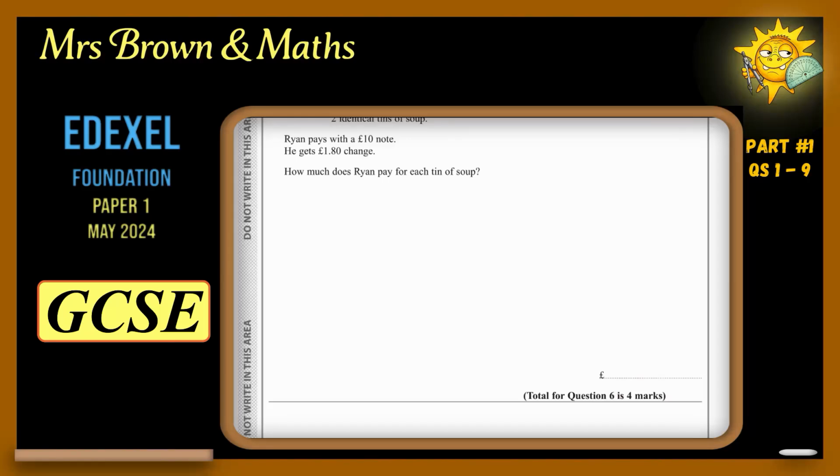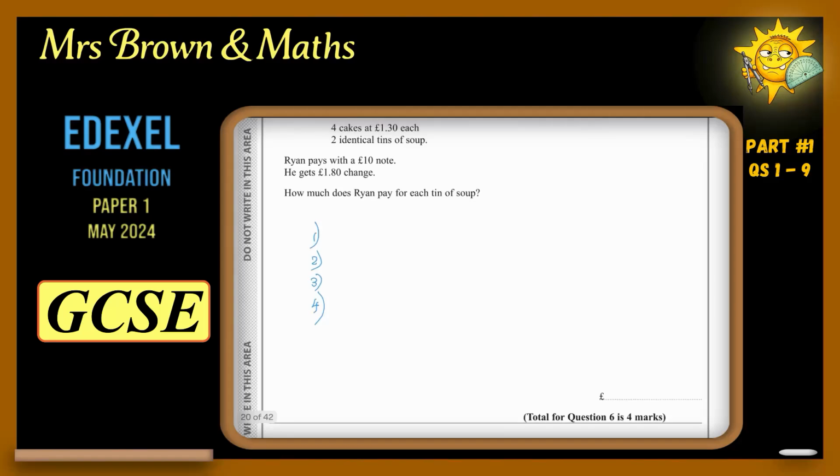For 4 marks, you must show 4 logical steps. Show your workings. If you just write down even the right answer without showing how you got it, you will get 0 marks, even though your answer is right. So, first step, Ryan gave £10 at the till and got change. The first mark you get for working out how much he spent. £10, take away £1.80, he spent £8.20. I will write some words here just to show my logic, but you don't have to write anything in words.